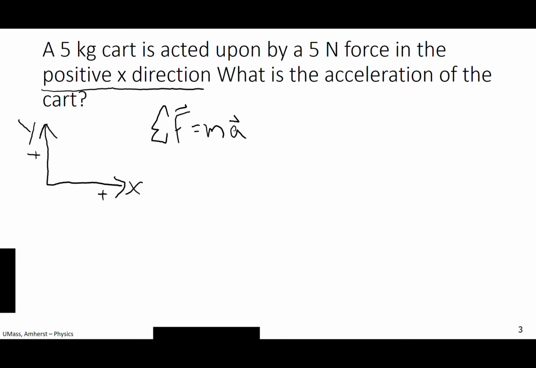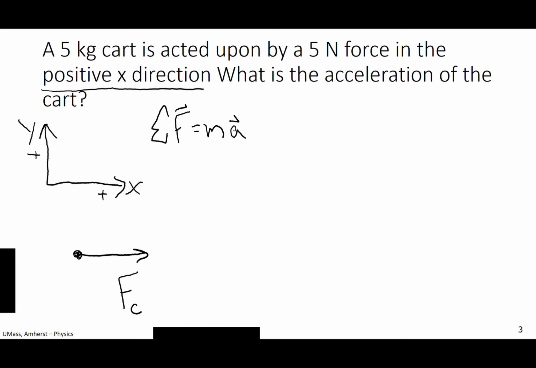So we'll draw our free body diagram, which is simply a diagram of all of the forces acting on an object. So here's our object. We're drawing it as a point-like mass, and there's a 5 newton force in the positive x direction. So we're going to designate that as simply an arrow. And we're going to label it. So this is a force, big F, being applied on, we're going to call it cart C. Okay? So force on cart C.